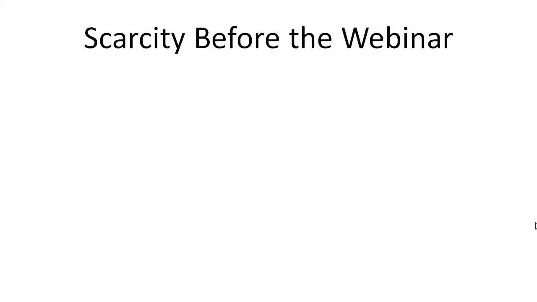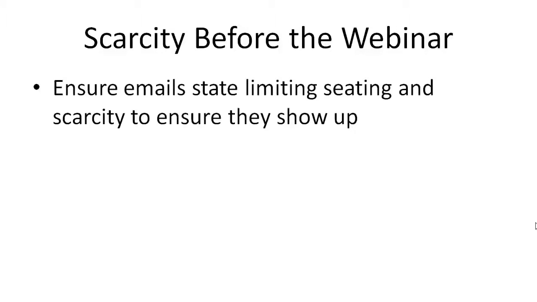Another thing you want to implement is scarcity before the webinar. Here's what I mean by that. What you want to do is ensure that your follow-up emails state that there is limited seating, and you want to utilize scarcity to ensure that they show up. So in your emails, you want to say something like, I'm glad you signed up for the webinar. Make sure that you show up, because even though you signed up for the webinar, we have limited seating.